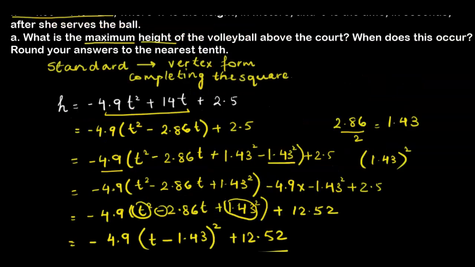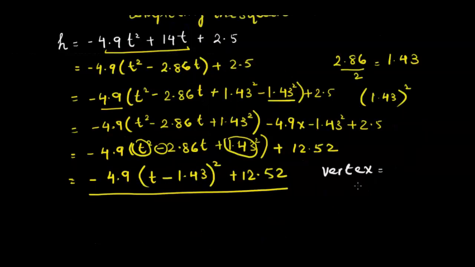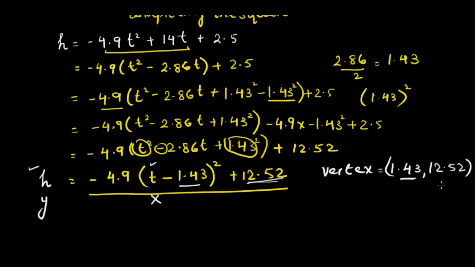Now the question wants us to find the maximum height. Maximum height is nothing but the k value. From this equation, we would get the vertex as 1.43, 12.52. Because this is the equation that represents height and time, the y value we have is height, represented as lowercase h in this particular question, and x value is time. As we know, the vertex first coordinate represents the value inside the bracket. So this would represent the time at which the maximum point or the k value or the height is going to be 12.52. So the vertex is 1.43, 12.52.